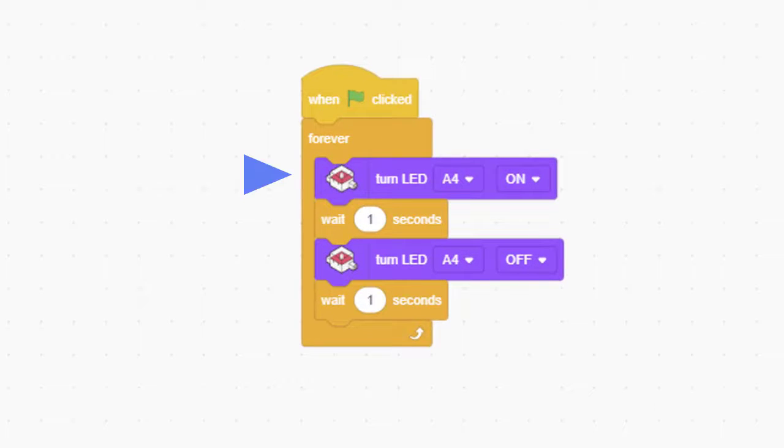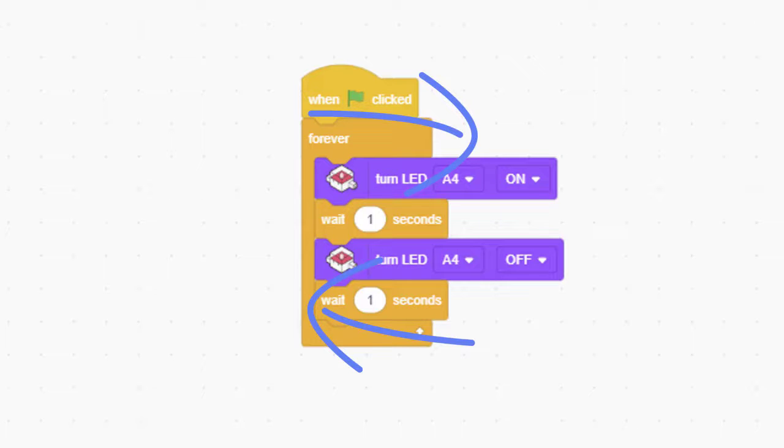This program tells the LED to turn on, wait 1 second, and then to turn off the LED, wait 1 second again, and repeat this forever.